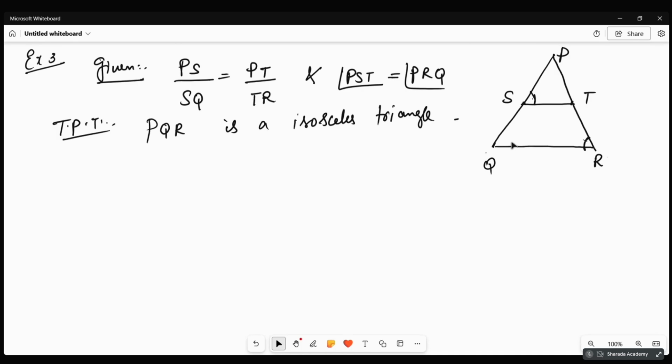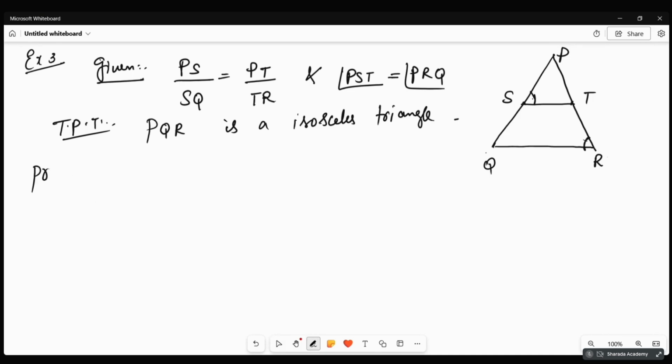So I have to prove now Q and R equal. First thing, now what I know is PS by SQ is equal to PT by TR. So if the ratios are equal here, then I can say that ST is parallel to QR. That is by converse of BPT theorem.